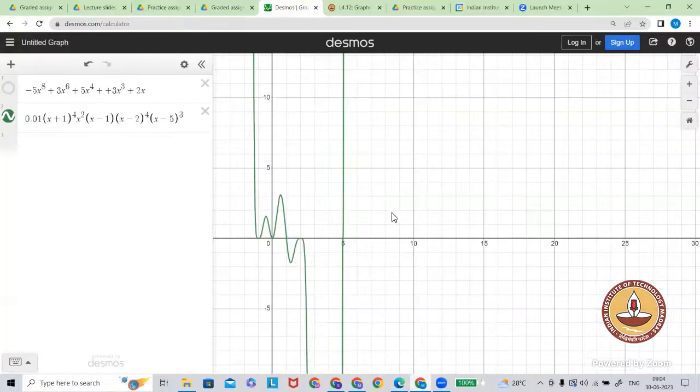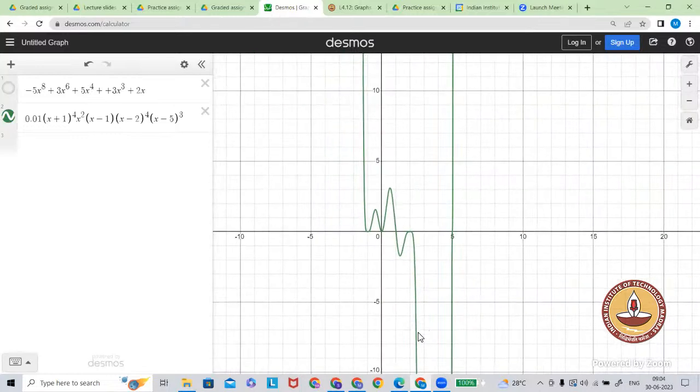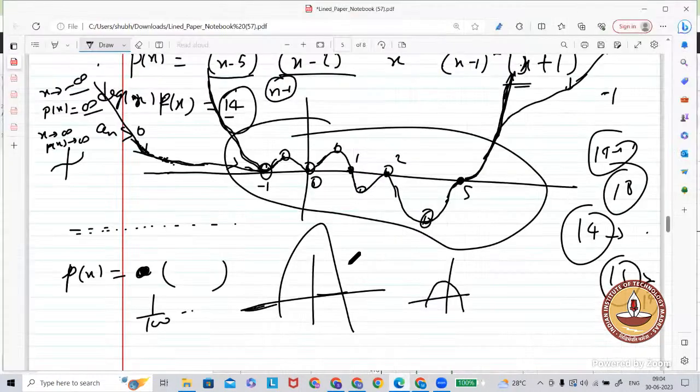So this is all about seeing how many concepts we use. Turning point is not of much use, but for the behavior we use multiplicity, roots, and x-intercept. Multiplicity and x-intercept are different words.